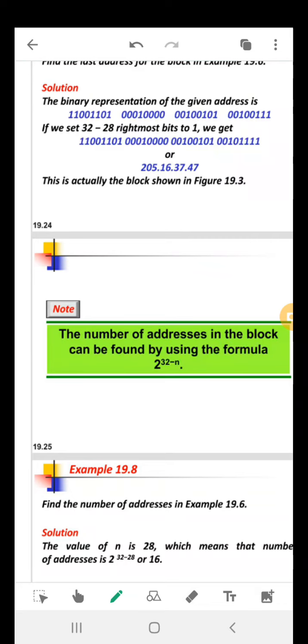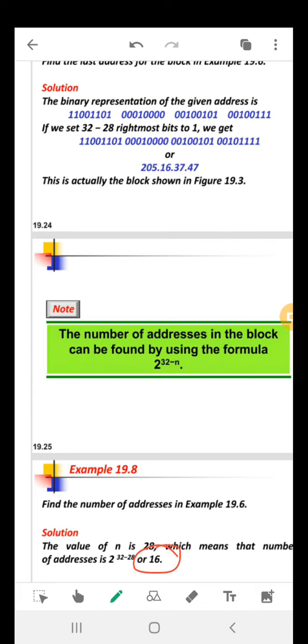Now we can also calculate how many addresses we have in a block, using this formula, which is 2 raised to power 32 minus n. So the value of n in this example was 28, which is the mask. So if I do 2 raised to power 32 minus 28, that is 2 raised to power 4, which is equal to 16. So that is the number of addresses in the block.